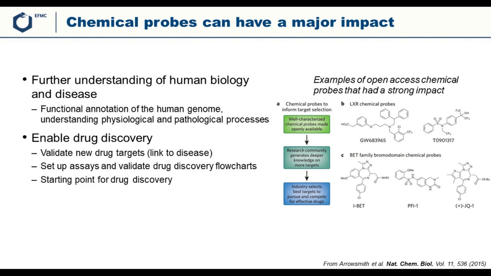The scientific community could then use these to generate insights into the role of these targets, LXR and BET bromodomain family, and understand the role they could play in disease. Ultimately, in both of these cases, this led to industry selecting these targets as potential drug discovery targets. And in both cases, you now have compounds in advanced clinical trials for the treatment of a variety of diseases, which hopefully will be useful to treat a number of patients.